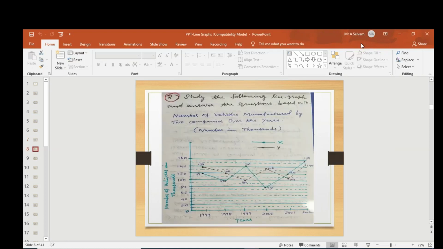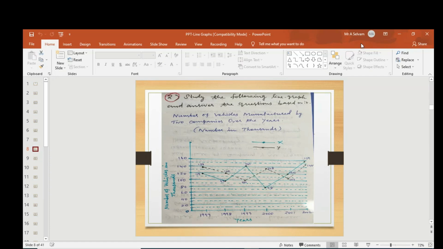So we are going for the next problem. Problem number 2. Study the following line graph and answer the question based on it. When I was starting the class itself, I told you the line graph is based on manufacturing, then education institution, business, and then automobile. Most probably they will ask like this because it is easy to learn and easy to understand.